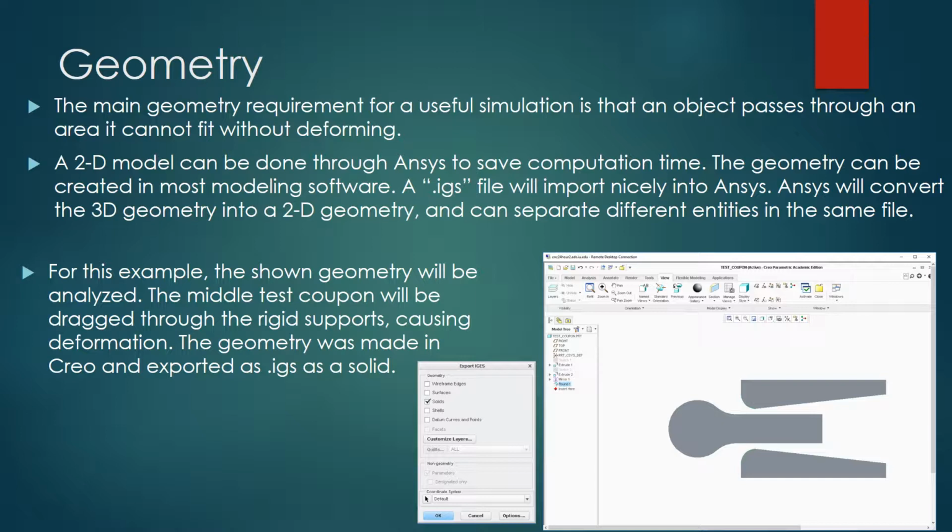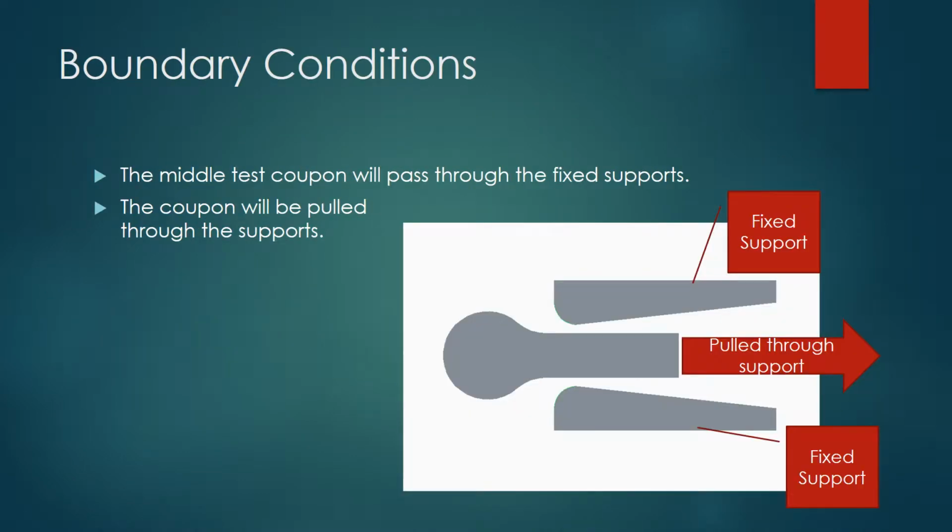So, following some tutorials I found online, most of them pulled a test coupon through some fixed structures. A 2D model saves a lot of time, but a 3D model can be done. ANSYS can import a lot of different geometries from different files, but I had a little bit of trouble with this. So the shown geometry will be set up and analyzed. The goal is this test coupon gets pulled through the supports, and the larger circle at the end will deform.